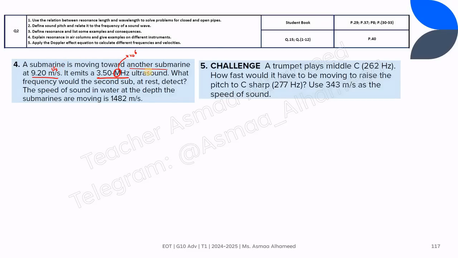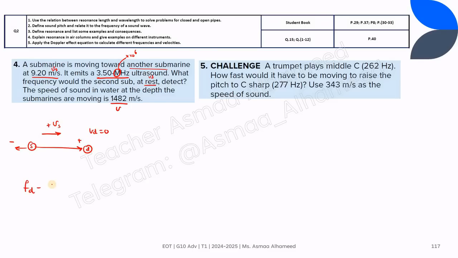So this will be Vs. What frequency would the second sub, which is at rest, so this is Vd, detect? And the speed of the sound in the water is this number, so this is V. Now we say source to detector, this is the positive direction, and the other way is the negative. Now Vd is 0, but the source is coming towards another submarine, so this velocity Vs will be positive.